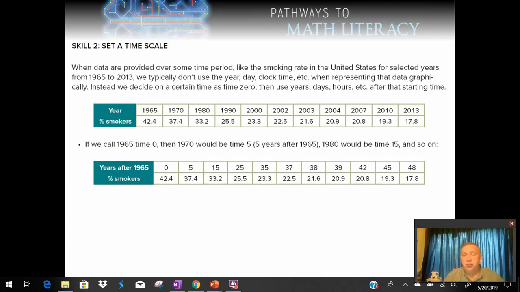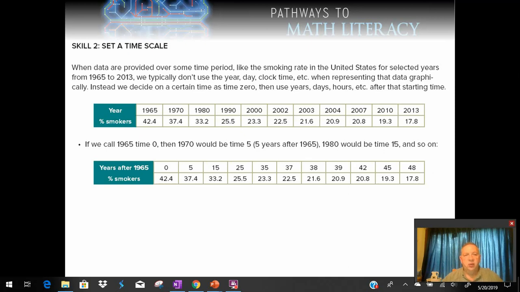So they also want us to be able to set time scales based on the information that we're provided. When data are provided over some time period, like the smoking rate in the United States for selected years from 1965 to 2013, we typically don't use the year, day, or clock time. Frequently it is done instead based on some base year, and we'll call that 0.